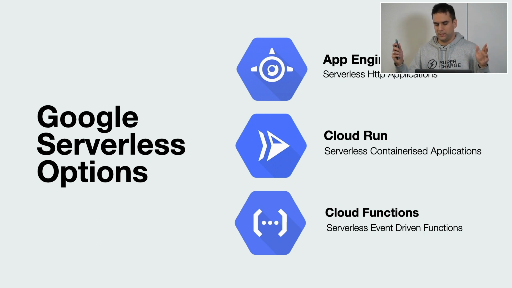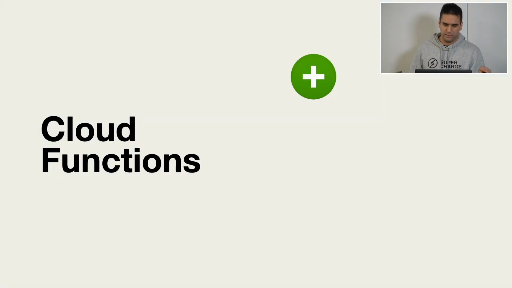And the third one is Cloud Functions, which are single-purpose serverless event-driven functions. Yeah, and Cloud Functions are the cheapest of the 3. We tried out Cloud Functions because it was the cheapest one. It was the simplest one. And these are the advantages we found with Cloud Functions.